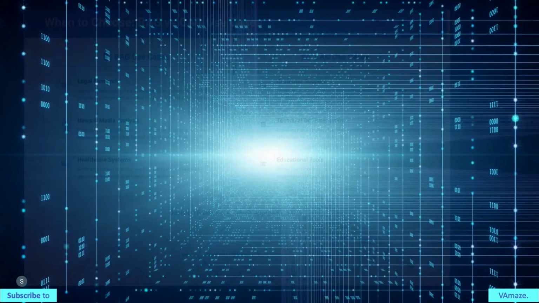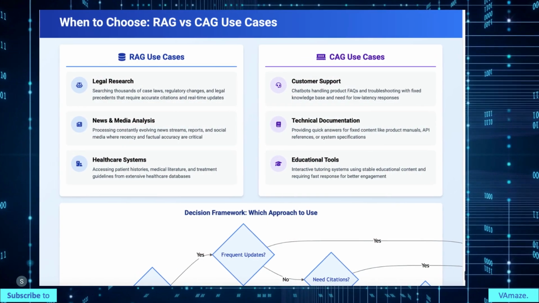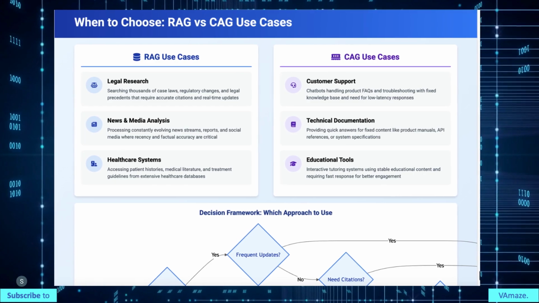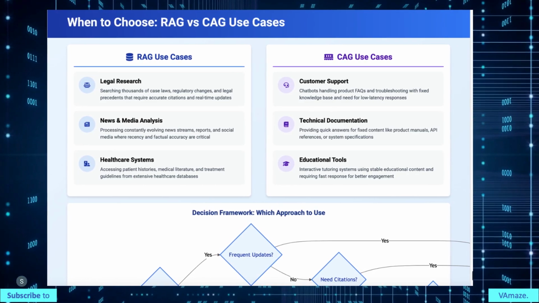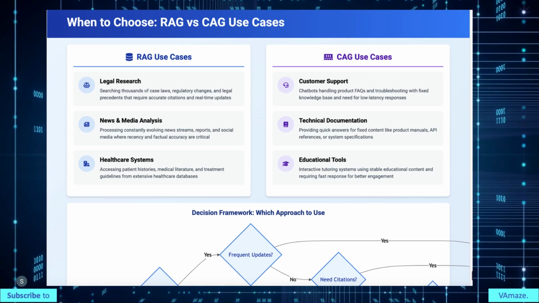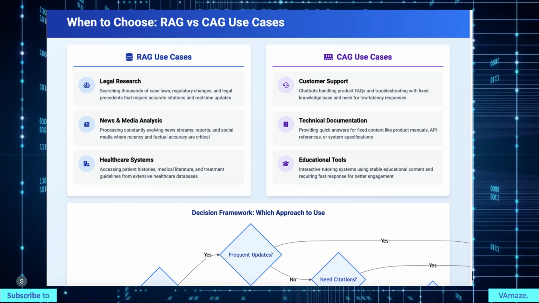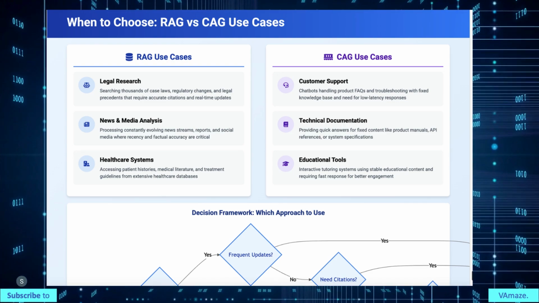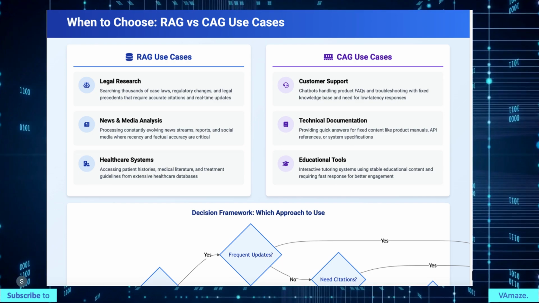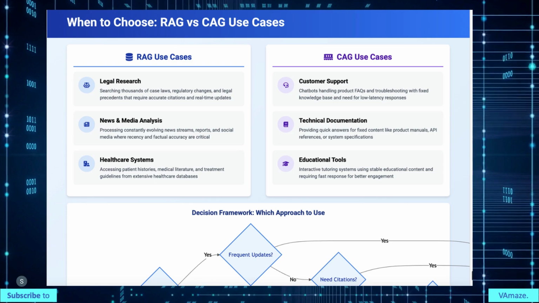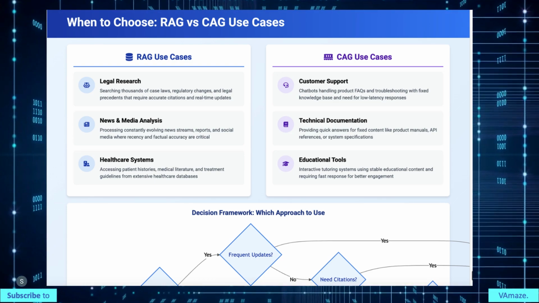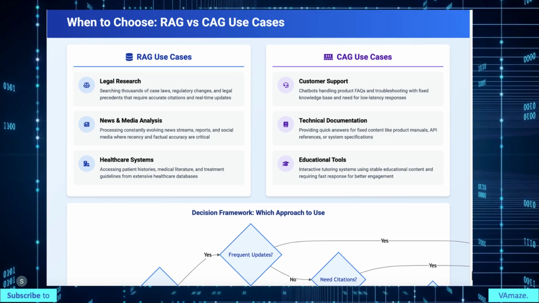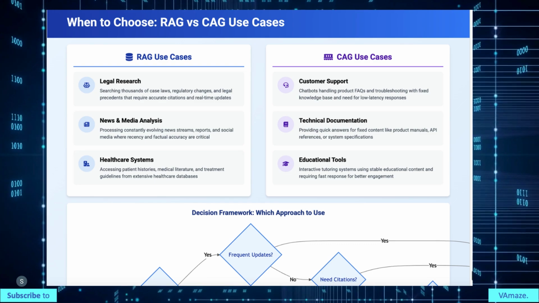When to choose RAG versus CAG, use cases. Choosing between RAG and CAG depends on the use case. RAG is ideal for large knowledge bases with frequent updates, such as in legal research, news and media analysis, and healthcare systems where recency is crucial. CAG, on the other hand, is perfect for fixed knowledge content with low latency requirements, such as customer support, technical documentation, and educational tools.